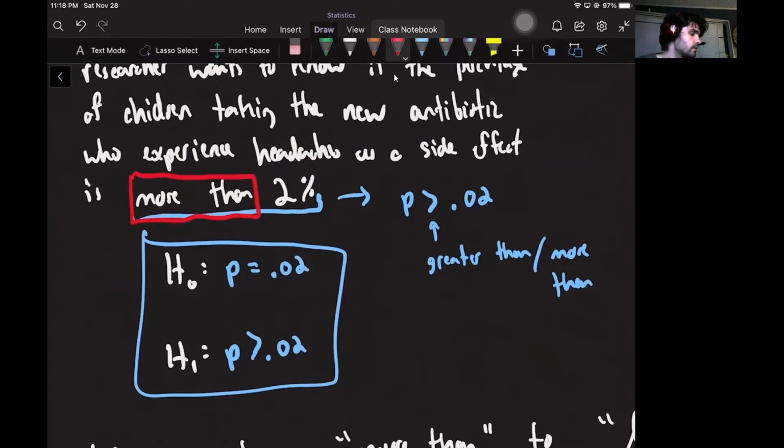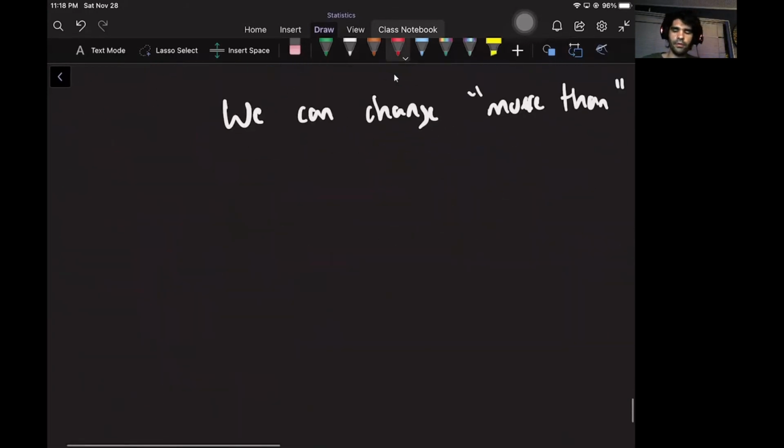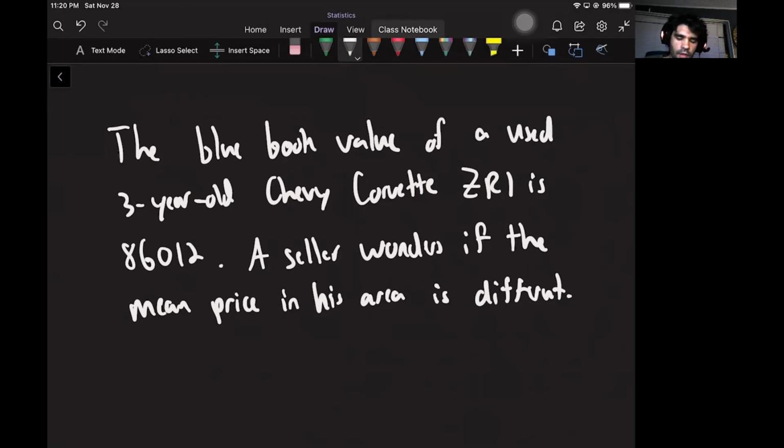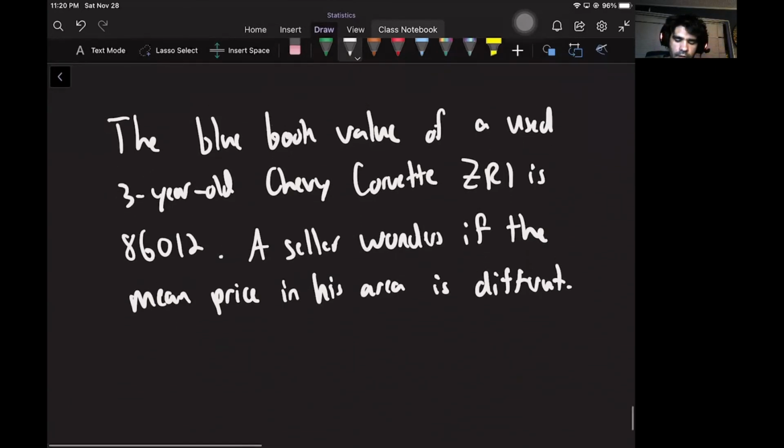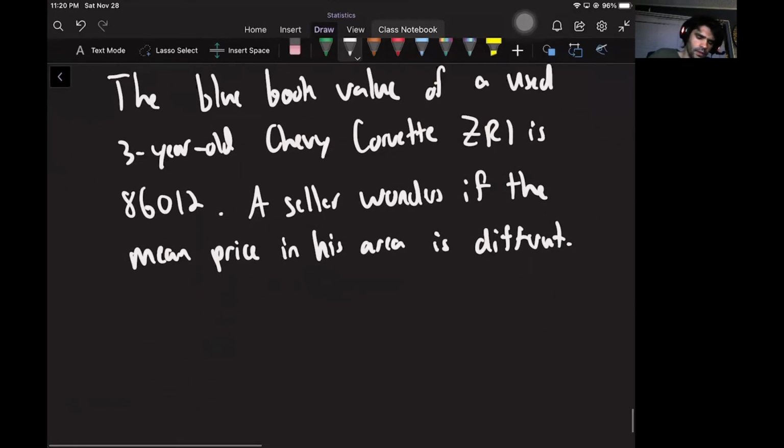Okay, so let me write down another example. Let me pop it in again real quick. Okay, so here is the next example. The Blue Book value of a used 3-year-old Chevy Corvette ZR1 is $86,012. The seller wonders if the mean price in his area is different. So in this problem, the researcher is just a seller wondering if the mean is different from this number here, 86,012.